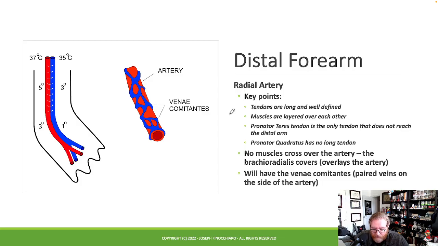So, distal forearm. First thing, tendons are very long and well defined. You don't have a lot of muscles in that distal forearm. You have a lot of tendons. Because space is at a premium, lots of things are layered over each other. The pronator teres tendon is the only tendon that does not reach the distal arm. So you know if that is an exceptional piece of information, it is going to make an exceptional test question. And the pronator quadratus has no long tendon. Another bit of good Tuesday night trivia.